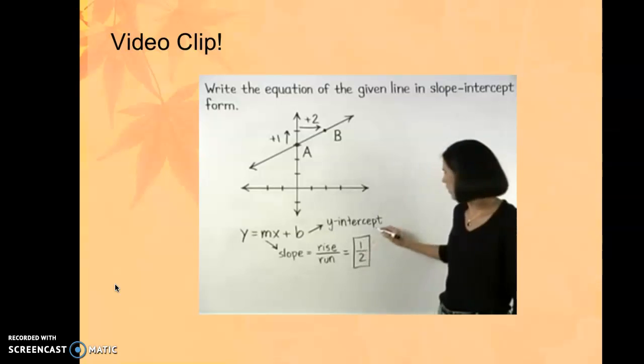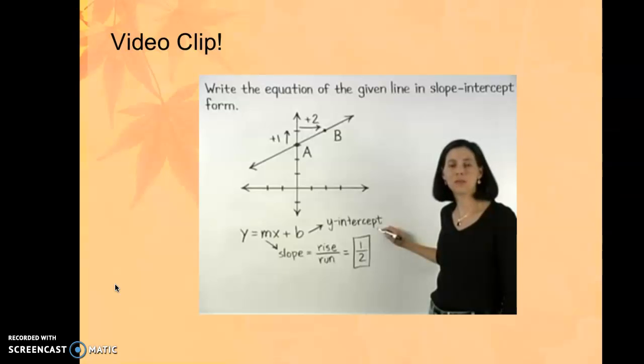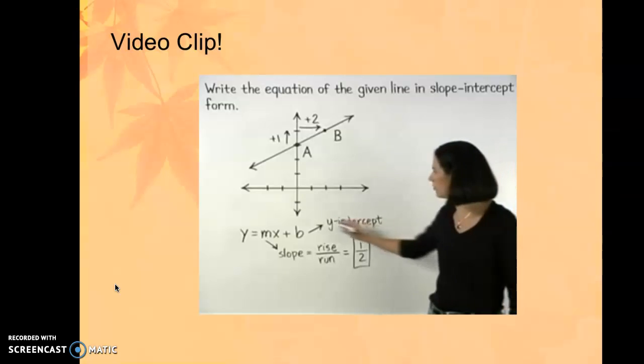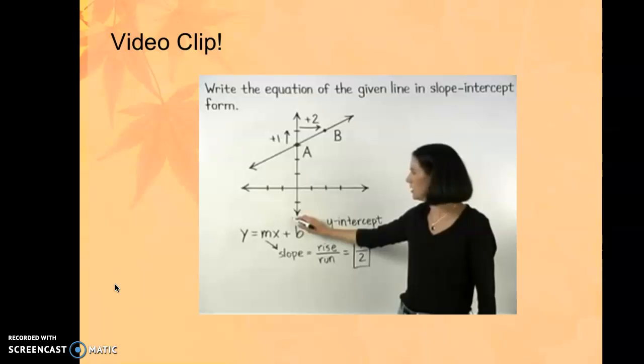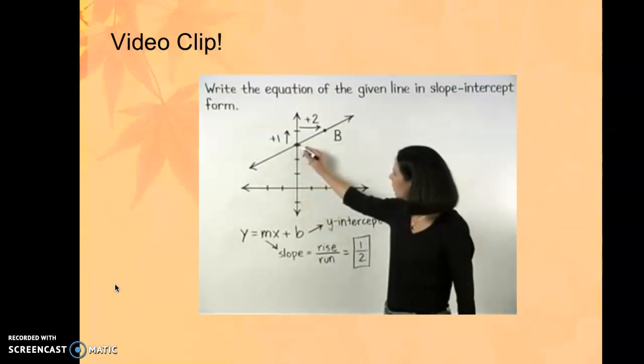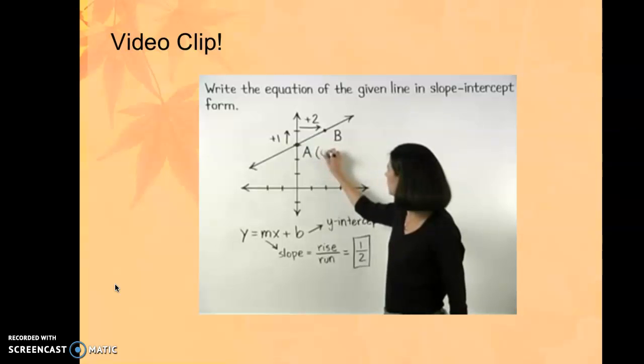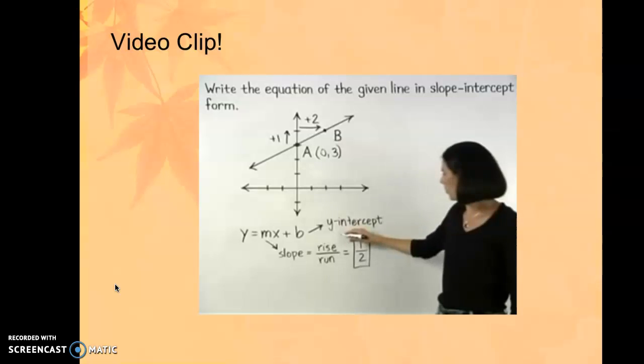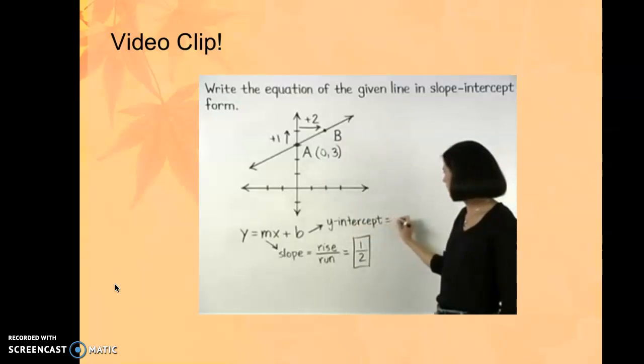Next, to find the y-intercept, remember that the y-intercept is the point where the line crosses the y-axis. And notice that our line crosses the y-axis at the point (0, 3), which means that the y-intercept is 3.